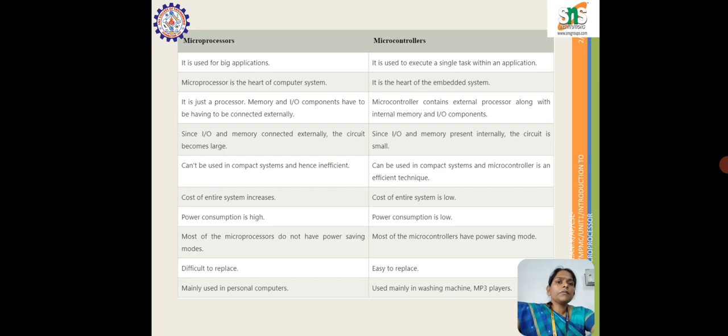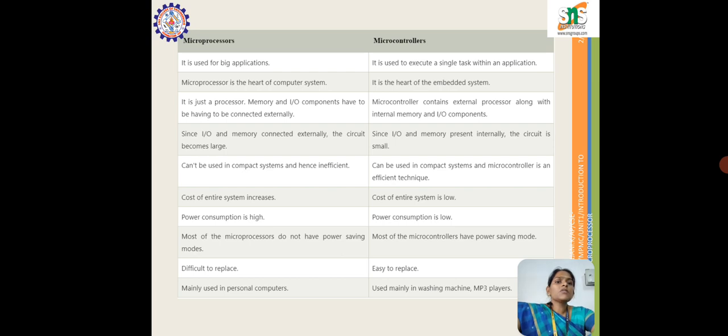Since the microprocessor has input output and memory connected externally, the circuit becomes very large. In a microcontroller, input output and memory are present internally, so the circuit is small. A microprocessor cannot be used in compact systems and hence is inefficient, while the microcontroller is very efficient. The cost of the entire system increases with a microprocessor, whereas with a microcontroller the cost is very low.